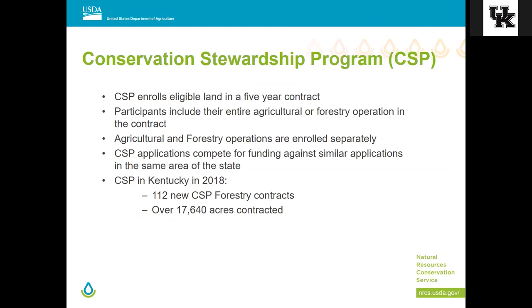EQIP contracts can be anywhere from 1 year up to 10 years. CSP is a little different in that all CSP contracts are 5 years. You'll get an annual payment for 5 years. Also in CSP, you have to enroll your entire operation, either your entire forestry operation or your entire cropland and pasture land operation together.